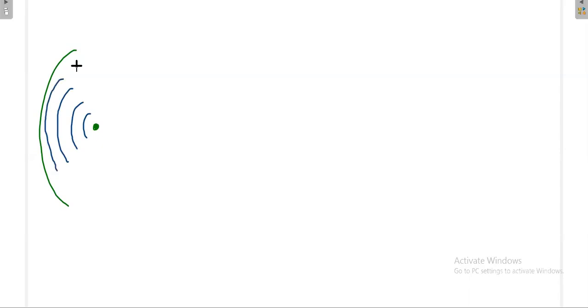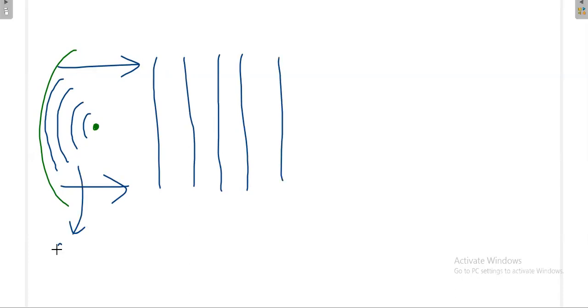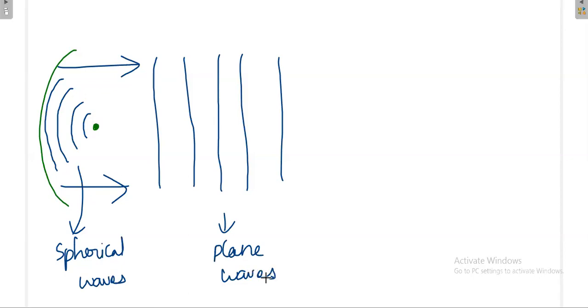Then in the process of reflection, what is happening after the reflection from this parabolic reflector? Your wave goes like this. So this wave is called spherical waves. This wave is called plane waves. One day I will do the simulation of the plane waves. This is the example for plane waves, and this is the example for spherical waves. So your parabolic reflector is converting the spherical waves into plane waves.